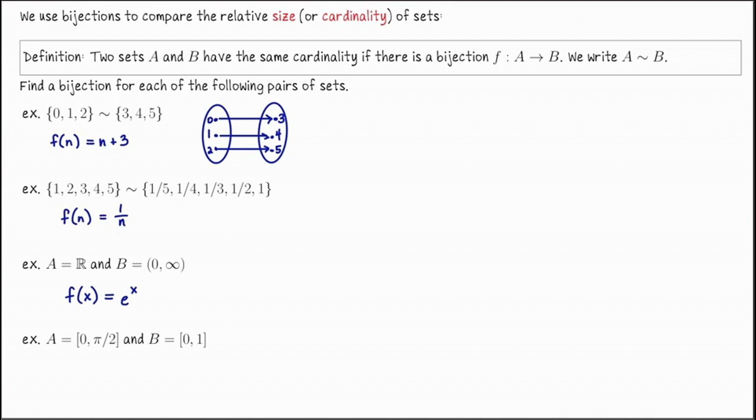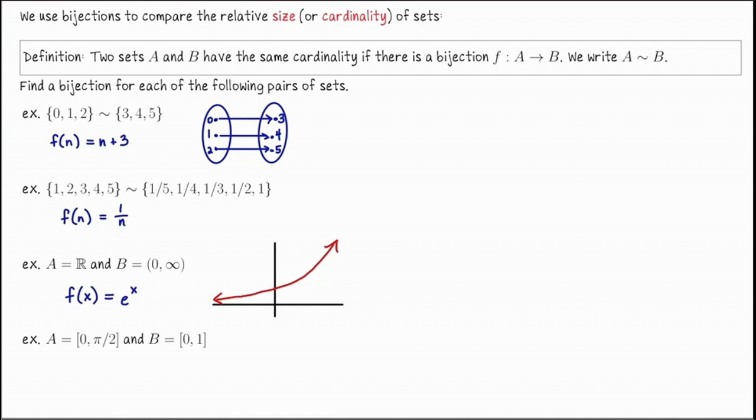We haven't looked at this function in much detail, although we will a little later, but the graph of e to the x has this behavior. It passes a horizontal line test, meaning that it's one-to-one. So if I pick any positive output, there is exactly one input which gets mapped there. And because I can do that for any positive output, it's also onto. So this is a bijection from the set of all real numbers to the set of positive numbers.